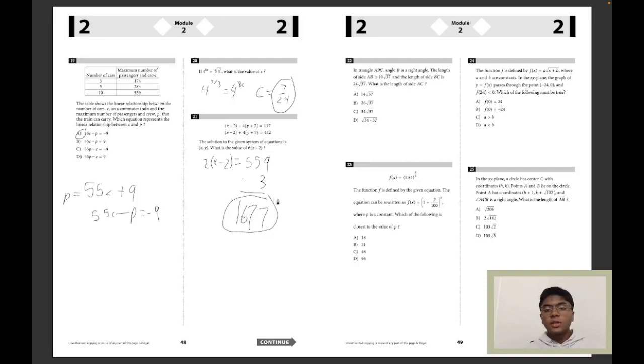Question 22. In triangle ABC, B is a right angle. The length of side AB is 10 root 37, and the side BC is 24 root 37. What is the length of side AC? Okay, so this is one where you could draw it out. Actually, yeah, I'll go ahead and draw it out. Why not? So you have this situation here, and that's our diagonal. B is the right angle. So let's say that AB is the short side, and then BC is the longer leg.